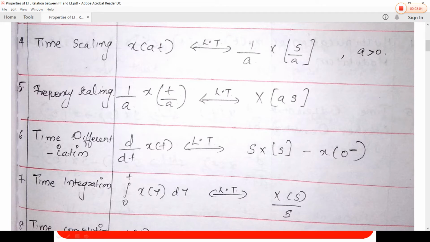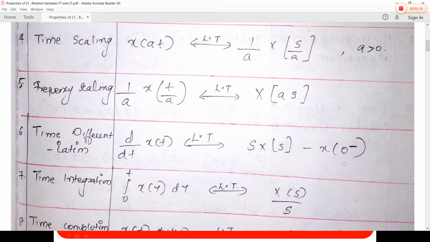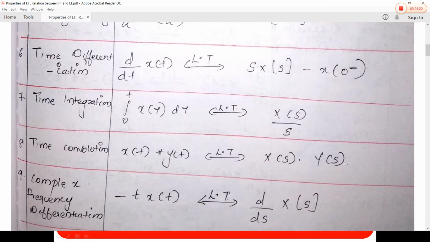Next one is time differentiation, that is d by dt of x of t. Laplace transform will give you s x of s minus x of 0 minus. This x of 0 minus is the initial condition which will be further used for solving the differential equation using Laplace transform. Next property is time integration property, which indicates integral from 0 to t x of tau d tau. Laplace transform will give x of s by s.